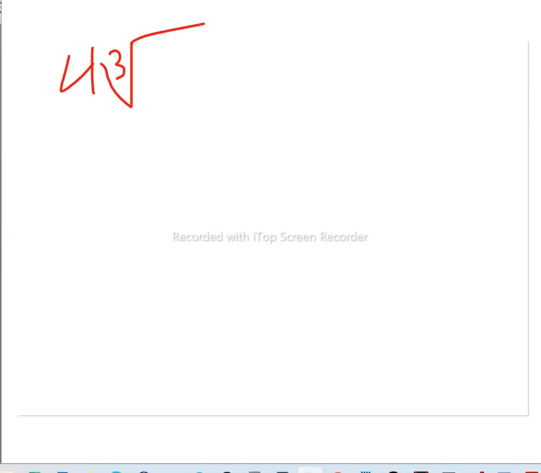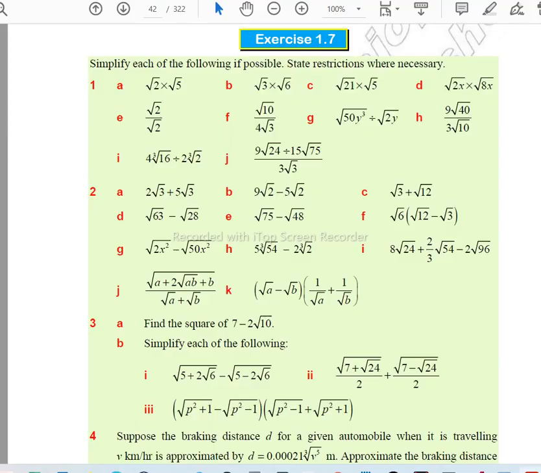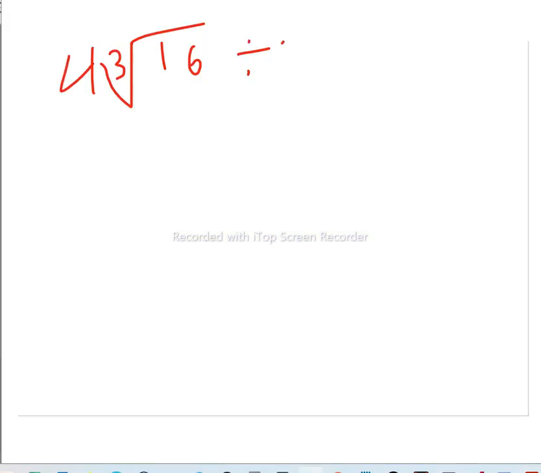Here we have 5 cube root of 60 divided by 2 cube root of 2. Here 3, here 3, so they have the same index. The cube root means 3 is the index. So they have the same index, and we can take one of them, or we divide these. We can write this question in another way.